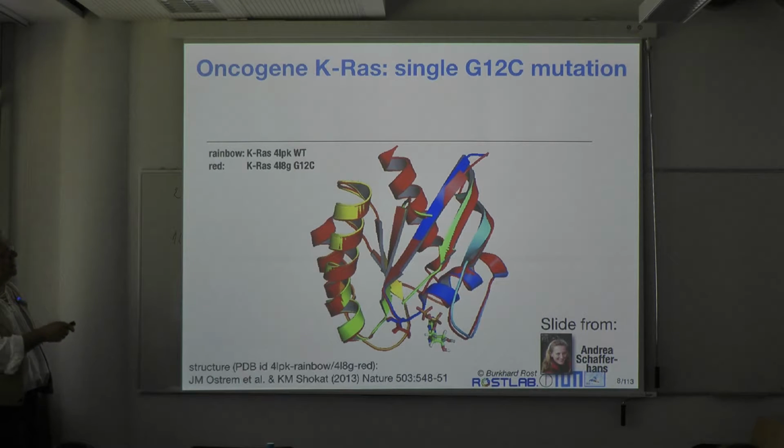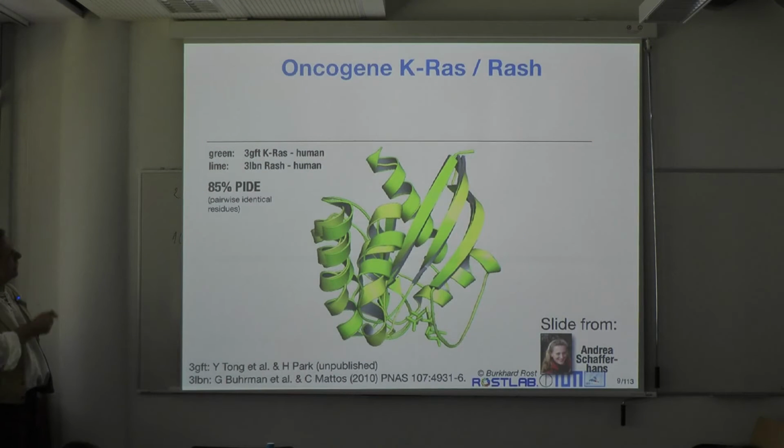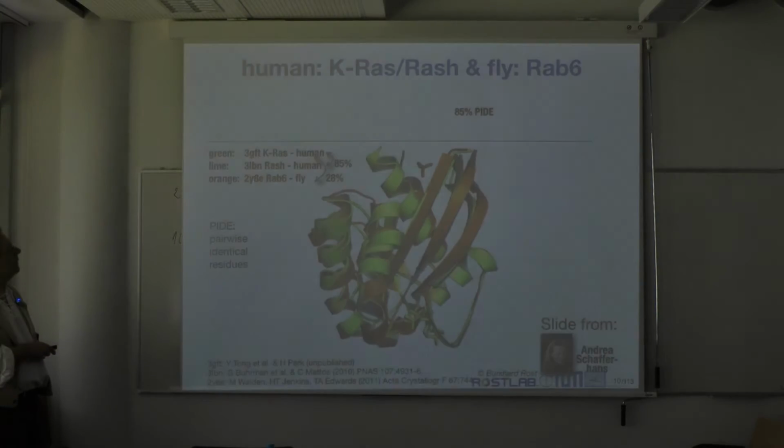Now we have a mutation. The way this reads is glycine at position 12 is mutated into cysteine. And these two look very similar, even in the binding site. Let's look at the RASH, which is lime, and the green is now the RAS. So these two have 85% sequence identity. And you essentially see a little bit that the helix moves here. This helix is a little bit wound differently. This helix is absolutely identical. The strands are aligning very well. Binding site is similar.